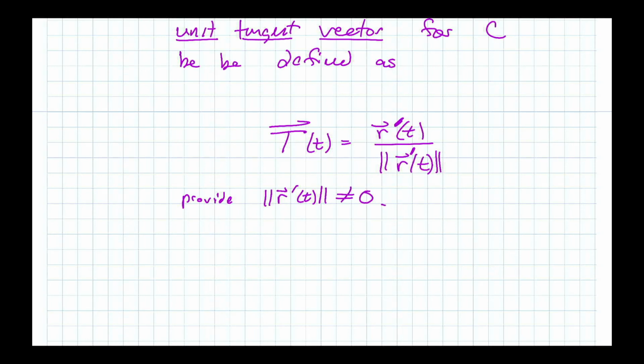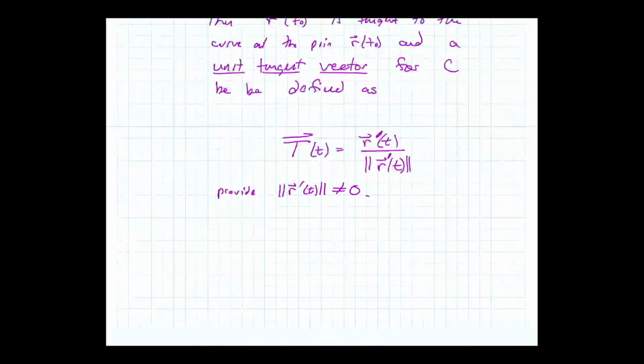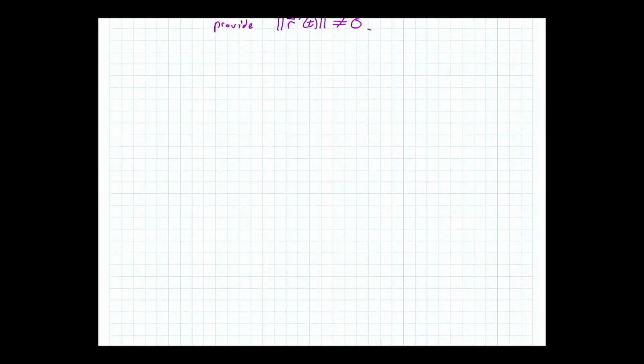Right, because you're still not allowed to divide by zero. So there you go. So yeah, how do you get a tangent vector? You do a derivative.